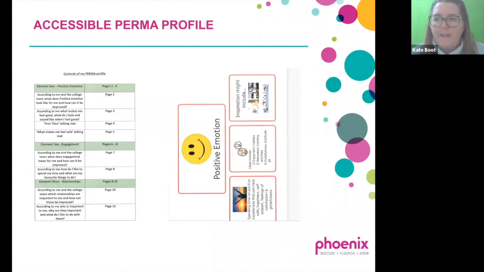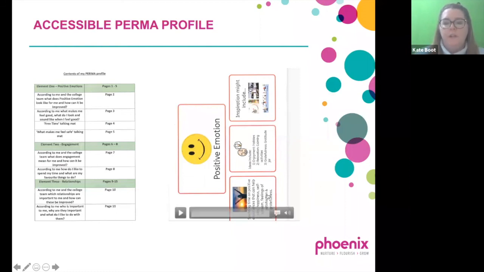And so what we've ended up with is an accessible PERMA profile. So we've done a contents page, and we've tried to reflect in the language that it's about the individual. It's about, this is what I have said to you makes me feel good, not what Kate, my speech and language therapist, has said. So we've tried to reflect that in the language: according to me and the college team, what does positive emotion look like for me? And so it's still very individual and person centred. So we have that contents page, and then their accessible profile looks a little bit like this.